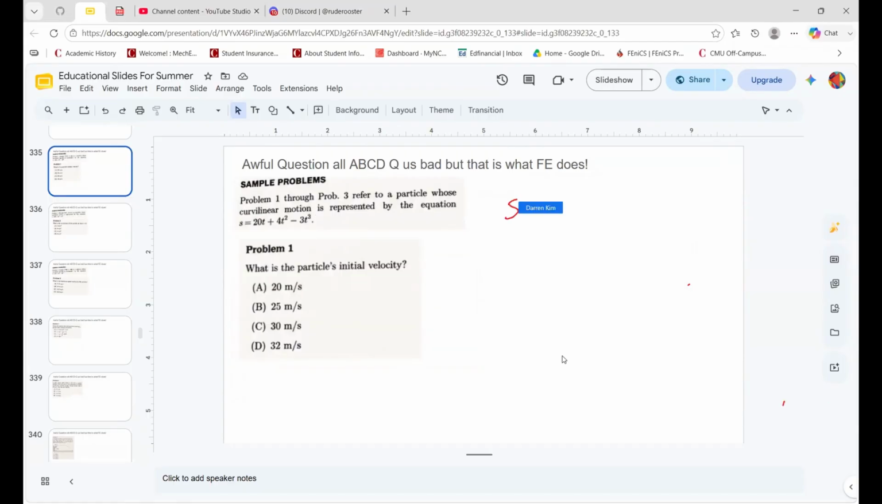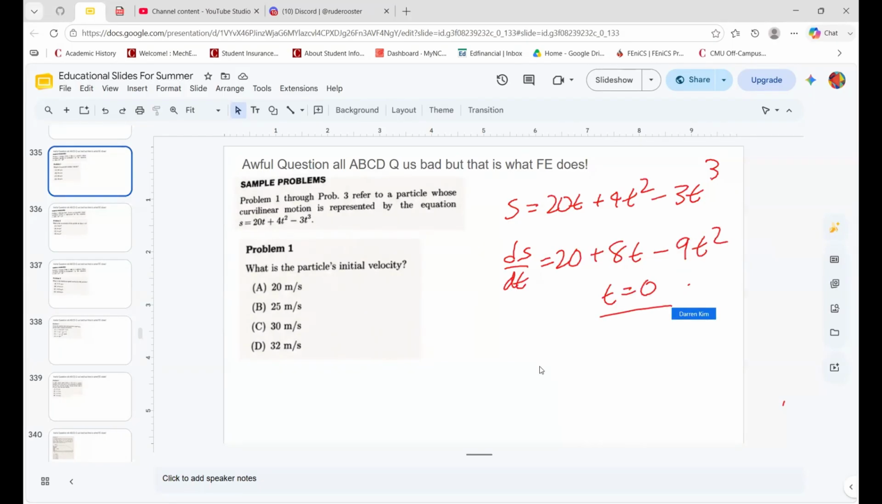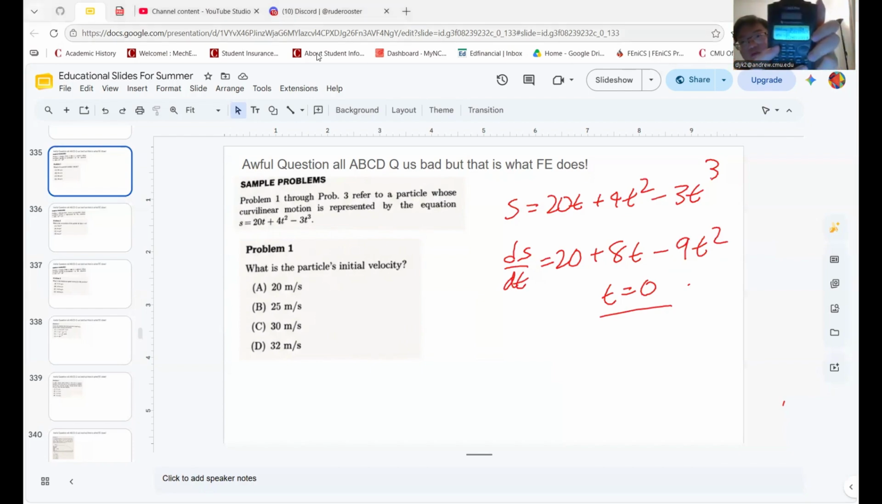So what you have to do is S equals 20t plus 4t squared minus 3t cubed. You take ds/dt, which equals 20 plus 8t minus 9t squared, and then you put t equals 0 over here. Now, fun fact, you don't have to write that down. You can use your calculator to do the derivative for you because you're looking for a point. Let me really quickly show you that I can do that.